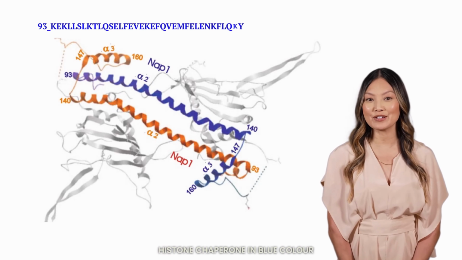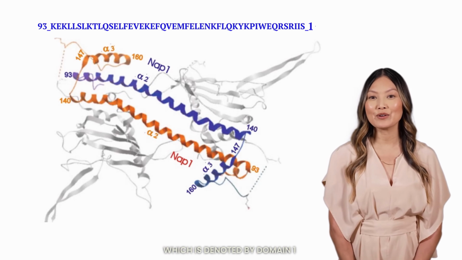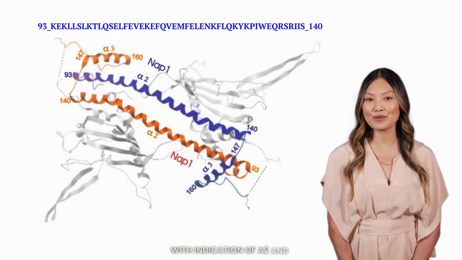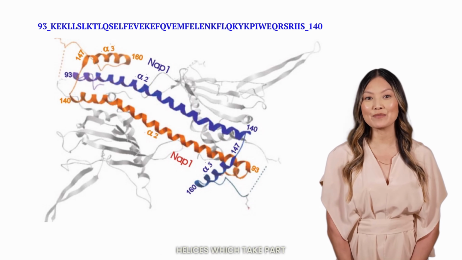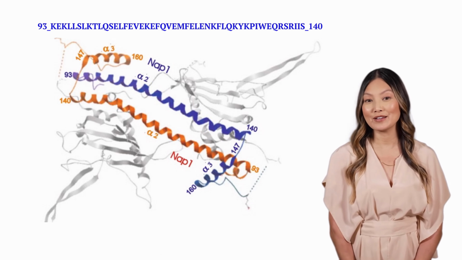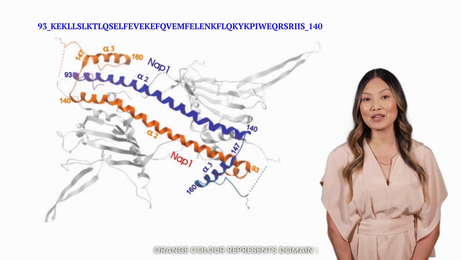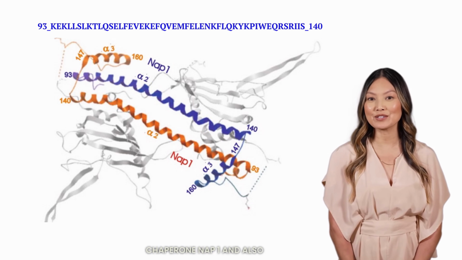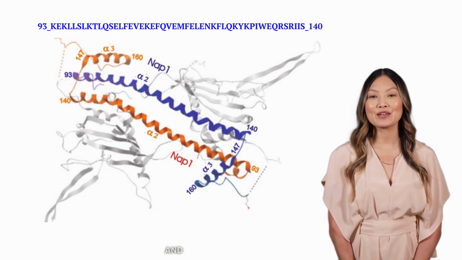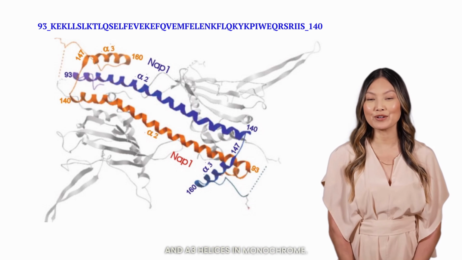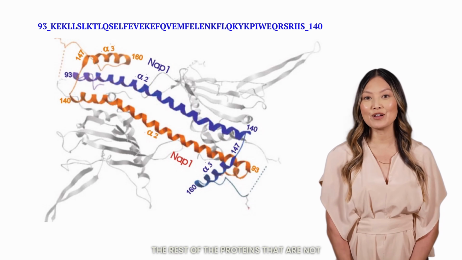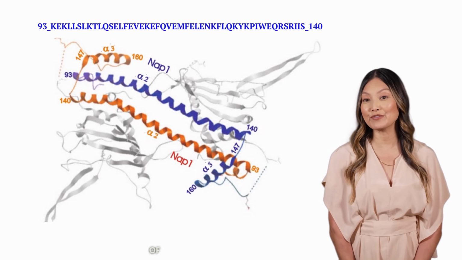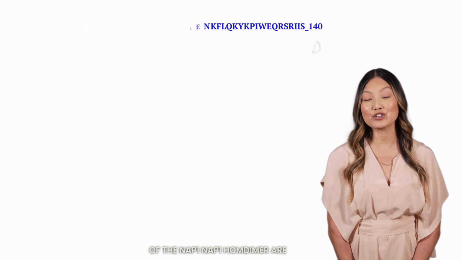In blue color, which is denoted by domain, is one of the first histone chaperone, Nap1, with indication of the A2 and A3 helices, which take part in homodimerization. Orange color represents domain 1 of the second protein of the histone chaperone, Nap1, and also shows the A2 and A3 helices. In monochrome, the rest of the proteins that are not actively involved in the formation of the Nap1 homodimer are shown.